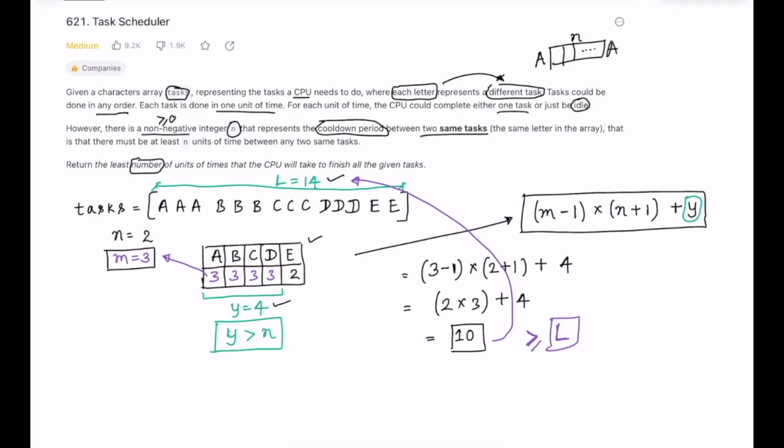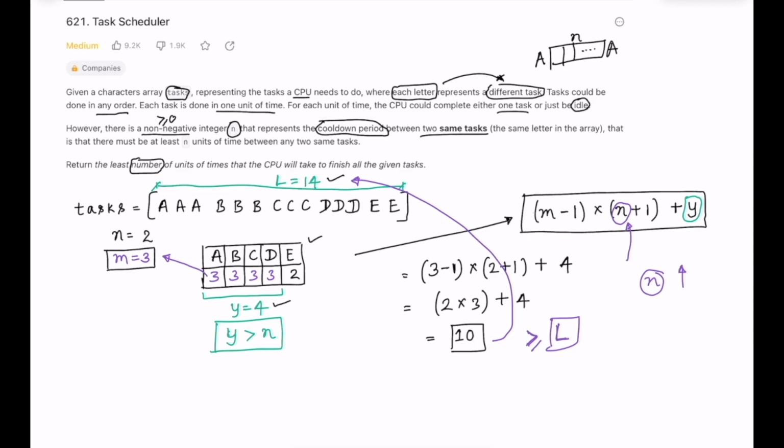So why doesn't it work? This formula assumes that we are always adding a cooldown period of n. So when we have more than n most frequent tasks, we can obviously execute more than n tasks. Basically, we can make the cooldown period more than n. The problem just asks us to maintain a cooldown period of at least n. We can increase the cooldown period. In this new larger cooldown period, we can execute the other most frequent tasks.